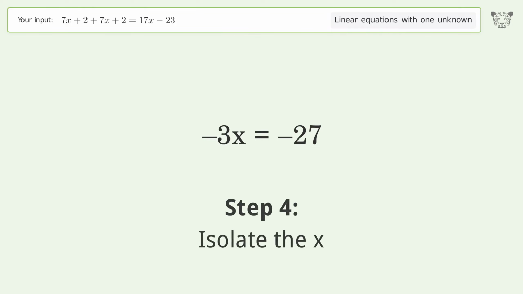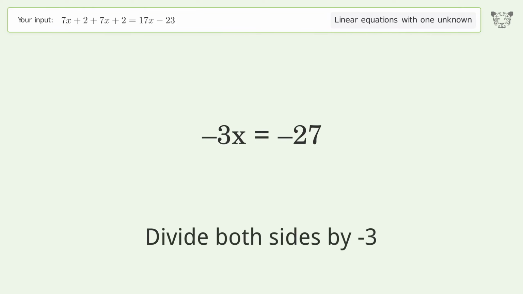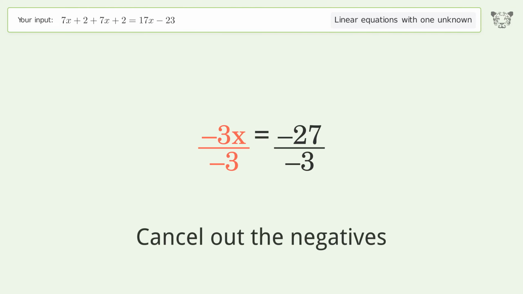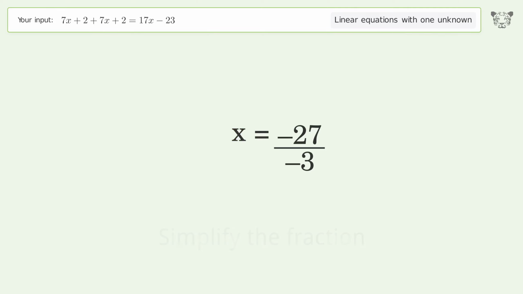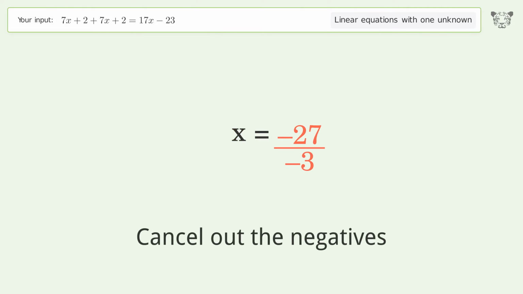Isolate the x. Divide both sides by -3. Cancel out the negatives. Simplify the fraction. Cancel out the negatives.